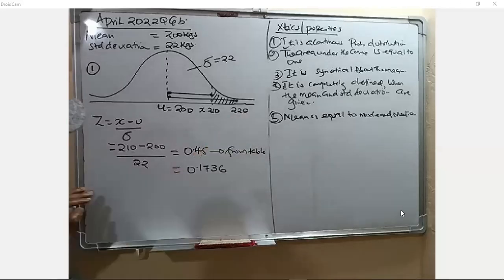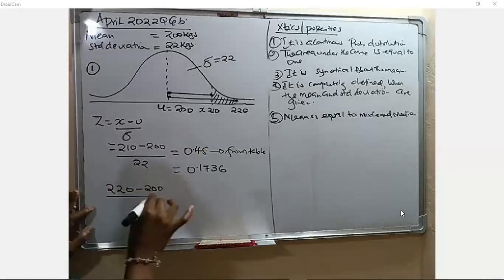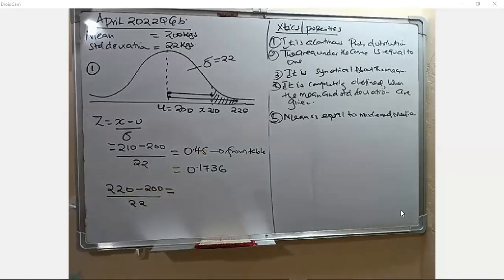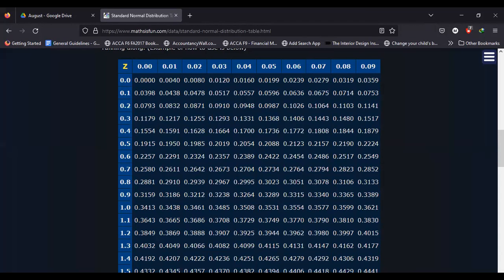Let us get the second one. We are getting 220 minus 200, we divide by 22. So this means we are taking 20 divided by 22, getting 0.91. So let me go back to my table and look where 0.91 lies. We are getting 0.31. You can see it is here: 0.3186.